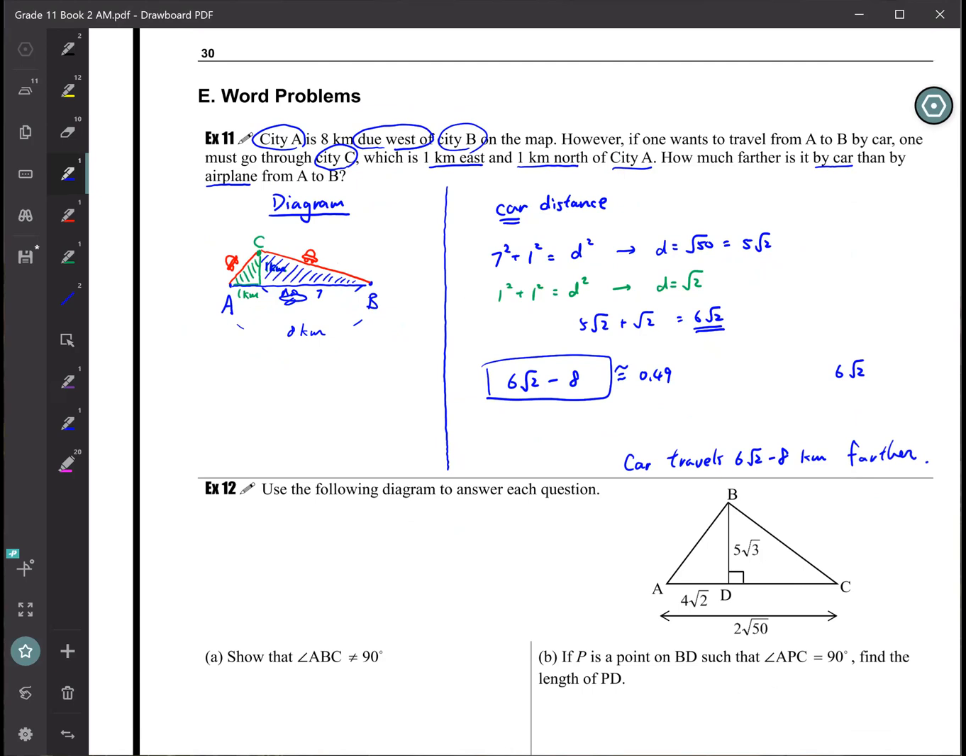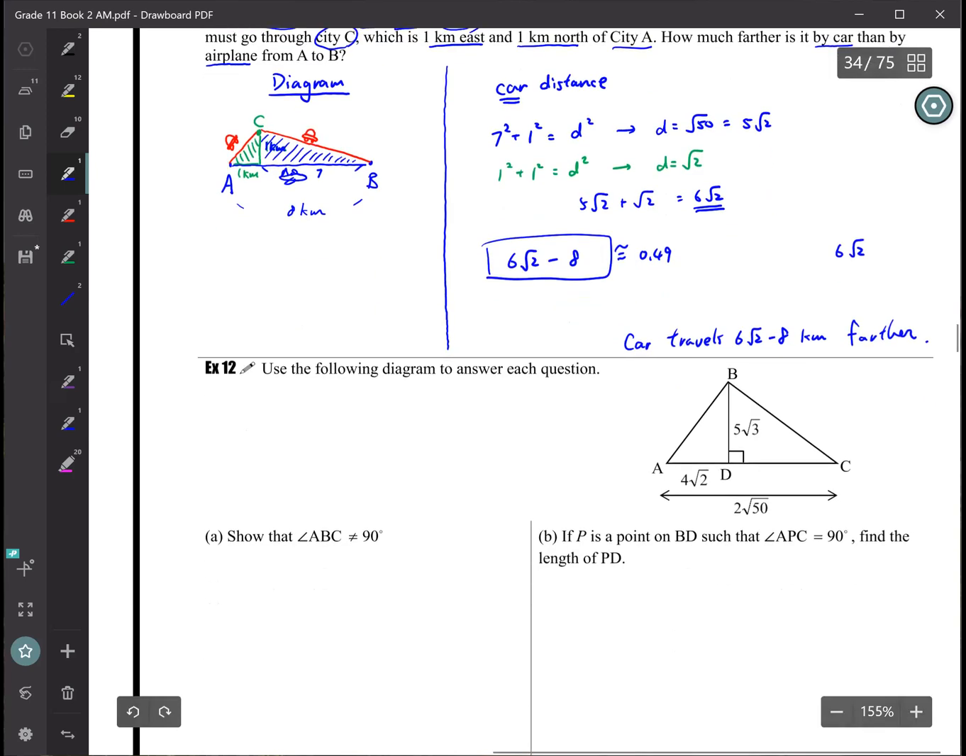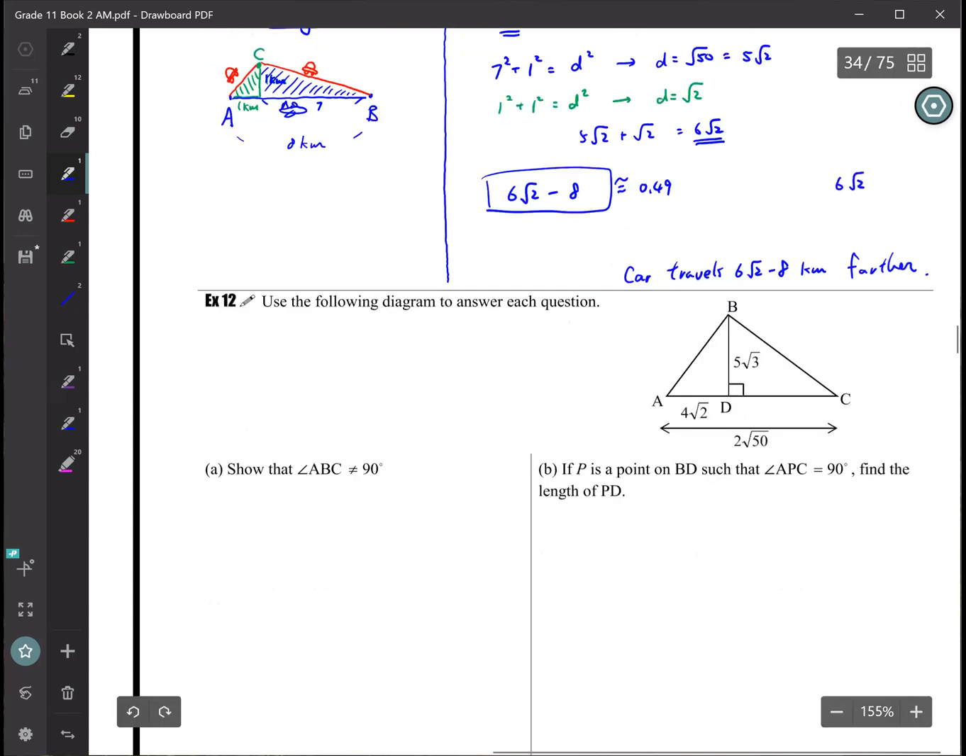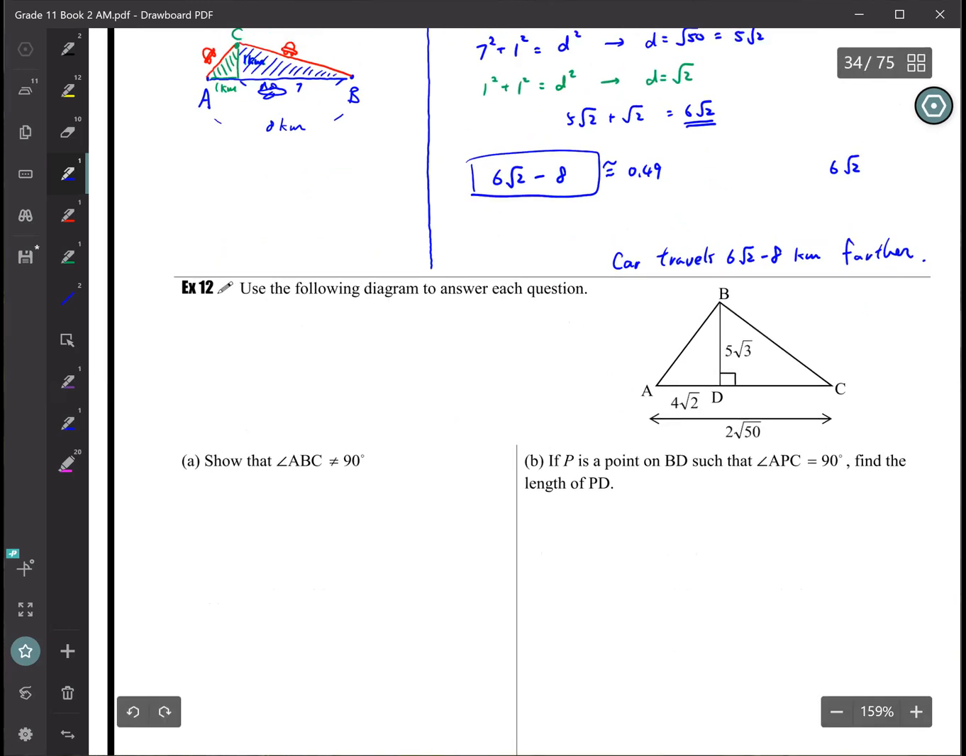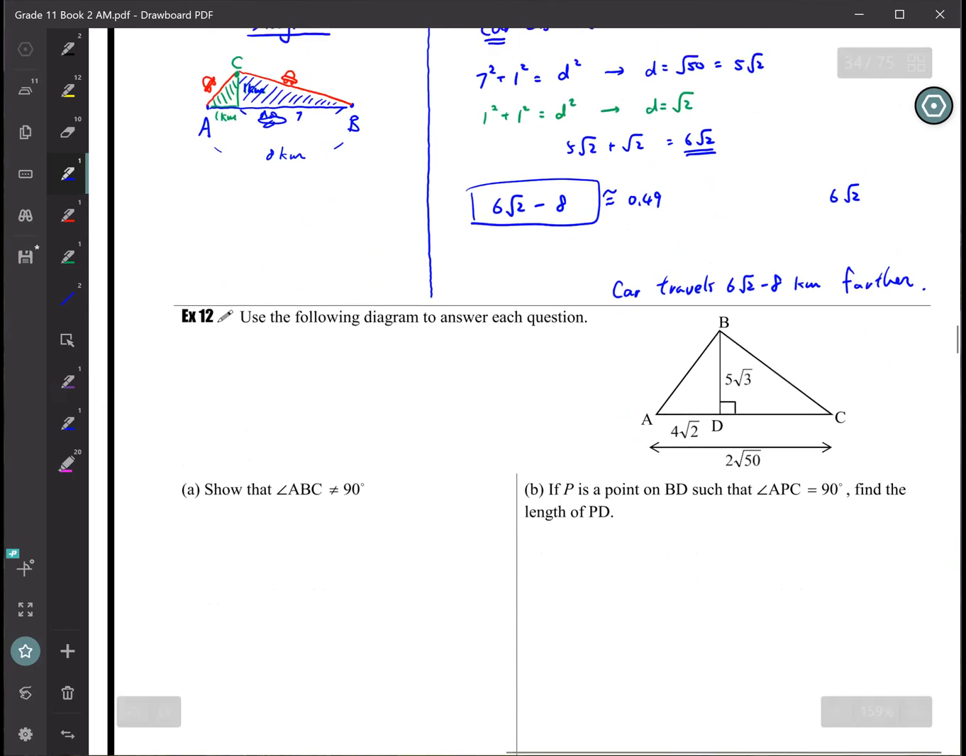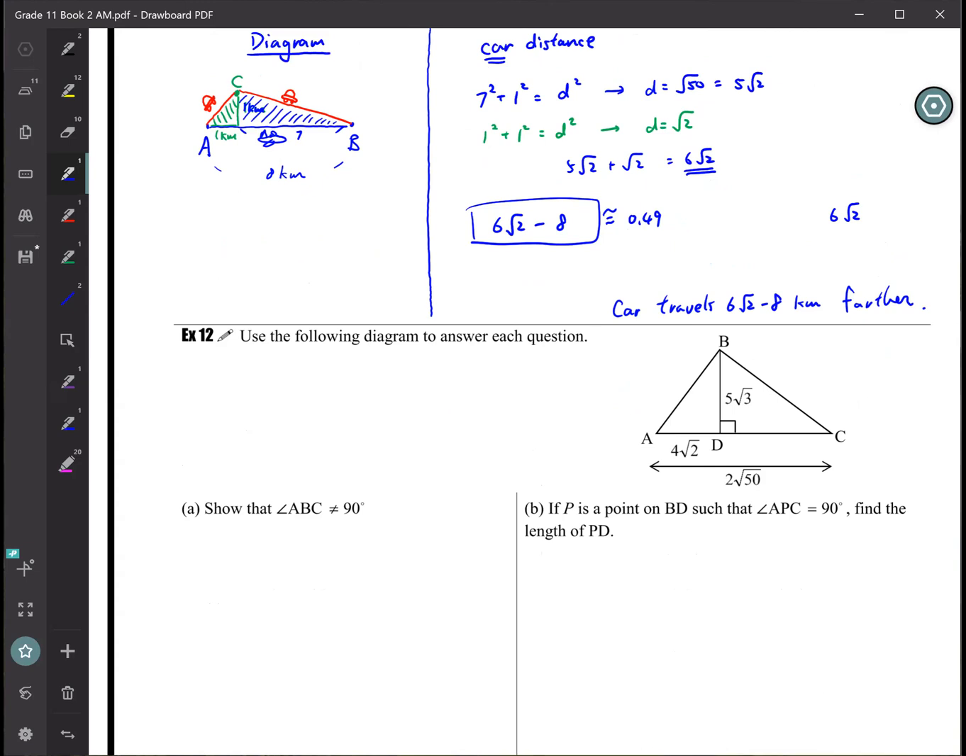Okay, we have another one. This one should be easier. They give you the picture already, but the question needs more thinking, right? So let's look at the picture here. We have a kind of similar picture, right, as the car and airplane. But instead of simple numbers, we have 4 root 2. 4 root 2 is from A to D. Okay, and 5 root 3 is like the height. And 2 root 50 is from A to C.